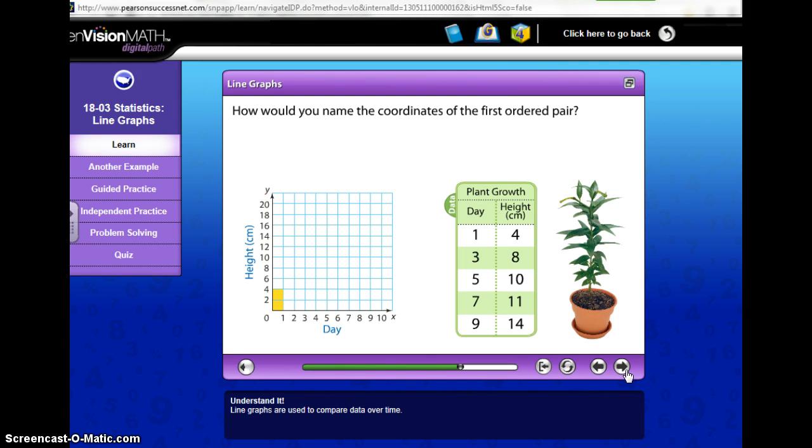Do you notice how if we would have made this information into a bar graph, it wouldn't have shown us the change over time? Would it? No, it certainly wouldn't have. It would have looked way different.